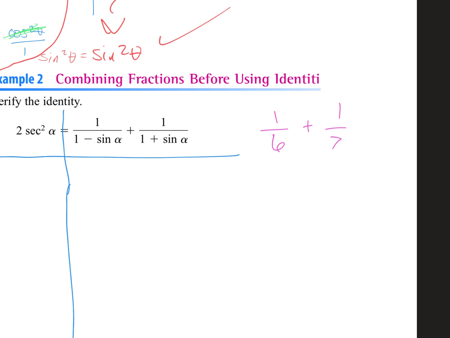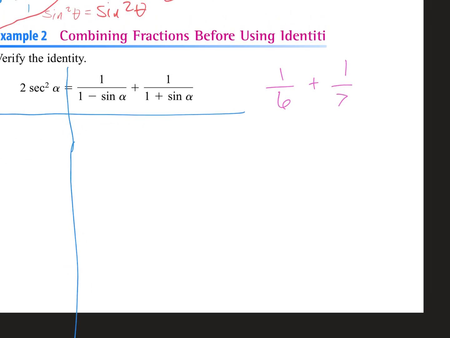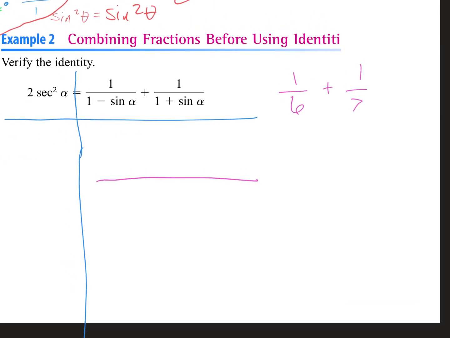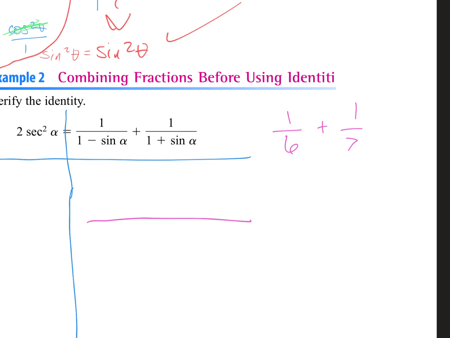What would I do to get a common denominator? I'd multiply 6 and 7, right? Can I do the same thing with my trig stuff? Can I multiply those two denominators together? Yeah, absolutely. So my new denominator is going to be 1 minus sine alpha times 1 plus the sine of alpha. If you want to change any of the alpha, theta, beta, if you want to change it to an x, you want to do theta all the time, that's fine. I'm choosing alpha.